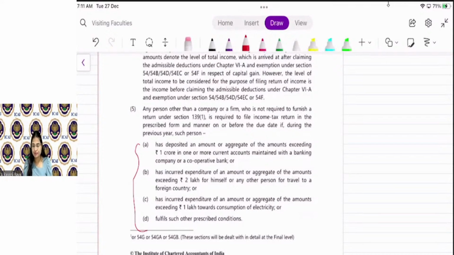First, what you have to check? You have to check whether their income is more than 2,50,000. If yes, they have to file return of income. Baki, you don't have to check any other condition. But suppose the income is less than 2,50,000, that is before giving effect to Chapter 6A and exemption, then you have to check the other conditions. Otherwise, first you have to check only that if the income is more than 2,50,000, they have to file their return of income within due date compulsorily.